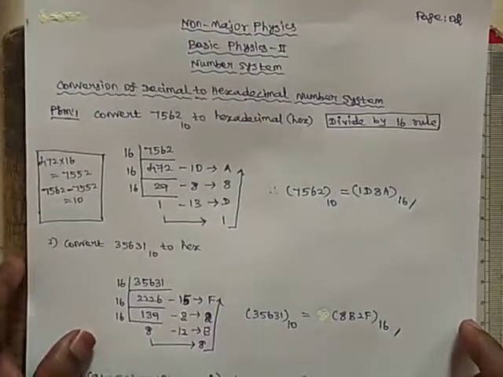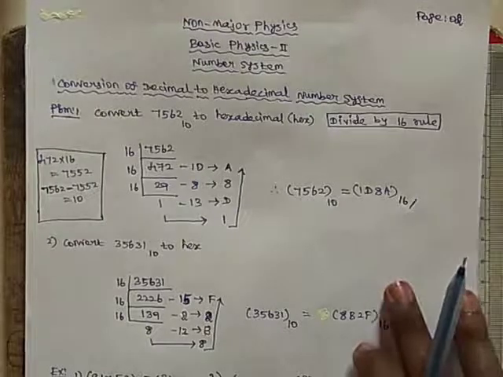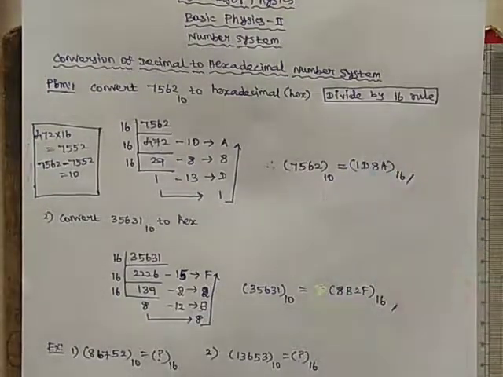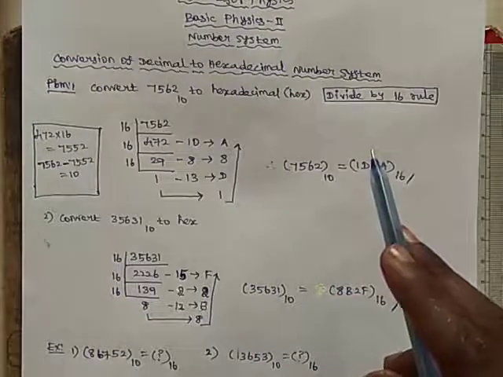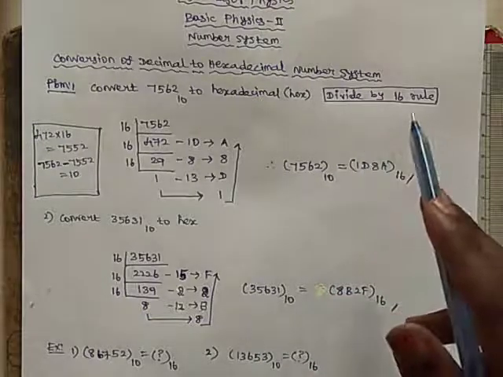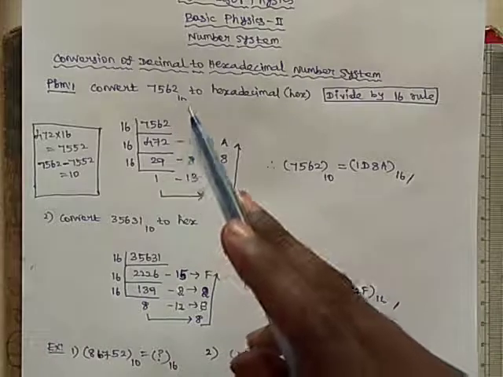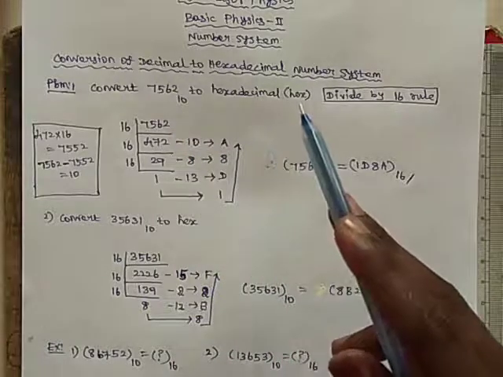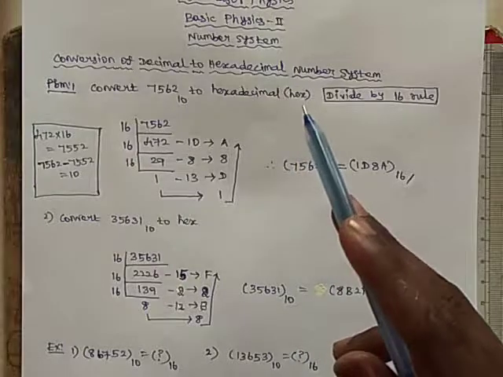Here we are going to see conversion of decimal to hexadecimal number system. There we used the multiply by 16 rule; here you have to use the divide by 16 rule. So convert this decimal number to the corresponding hexadecimal number. Hexadecimal is sometimes referred to as hex.